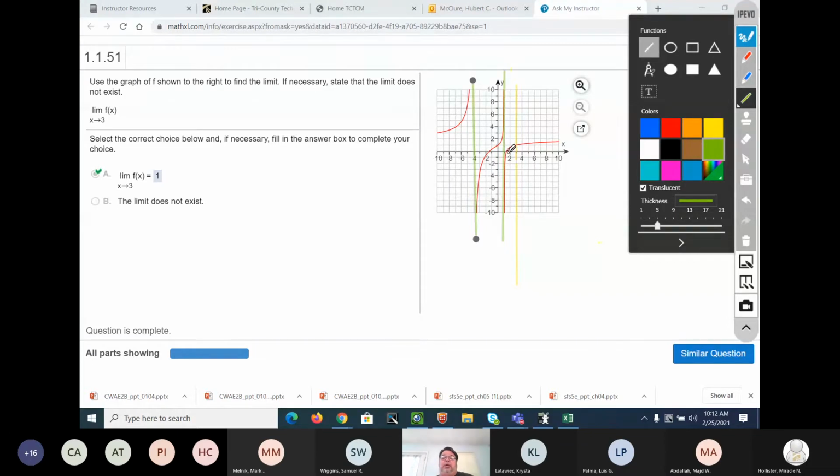Boom, over here. And as I approach 3, my 1 is right there. As I approach 3, my cursor is right there, and it's approaching 1. And then as I approach from the right, that 10 is right there, that 8 is right there, that 6 is right there, that 4 is right there, and that 3 is approaching 1. So as I approach x equals 3 from the right, I'm still approaching that 1. So that's why the answer is 1.